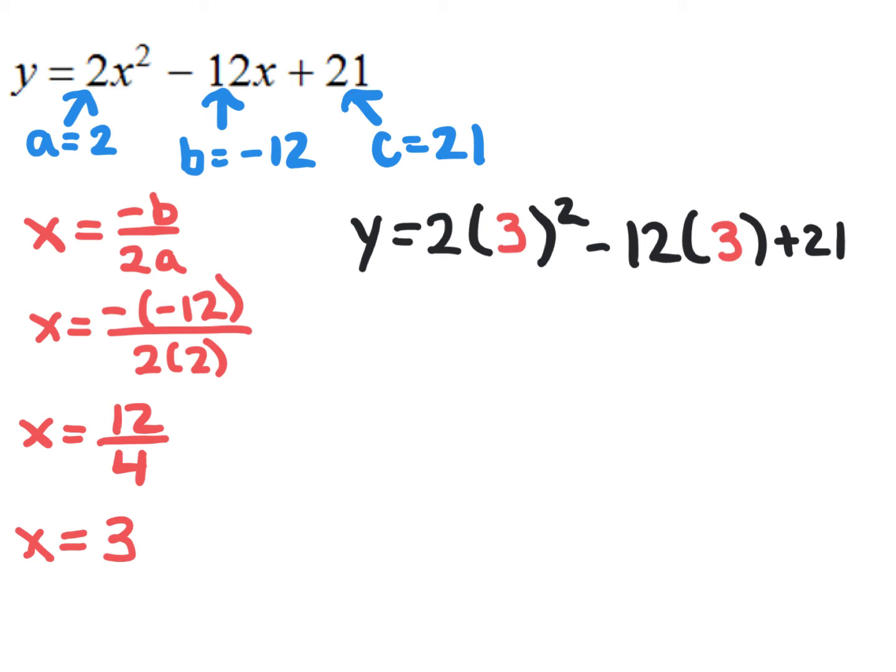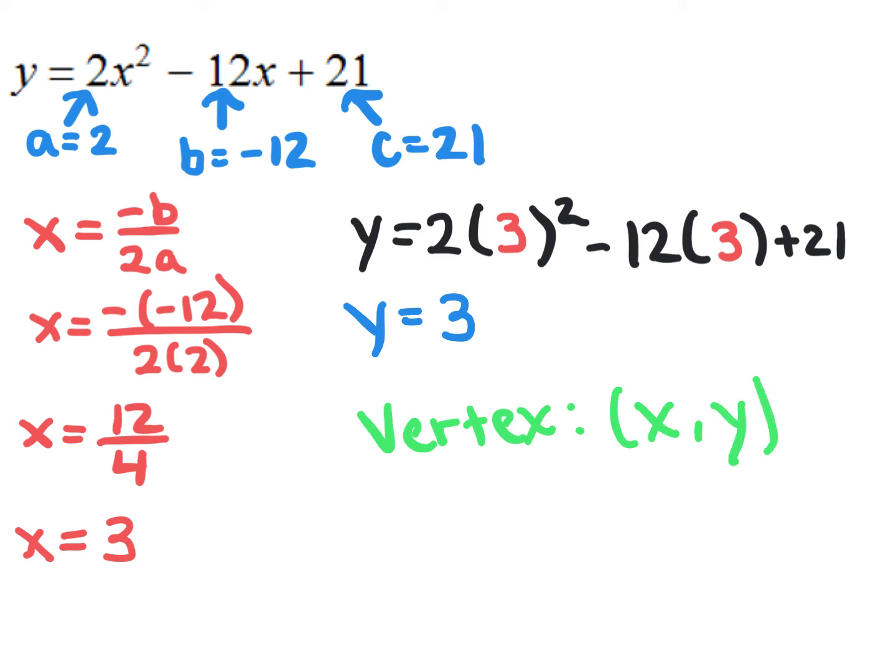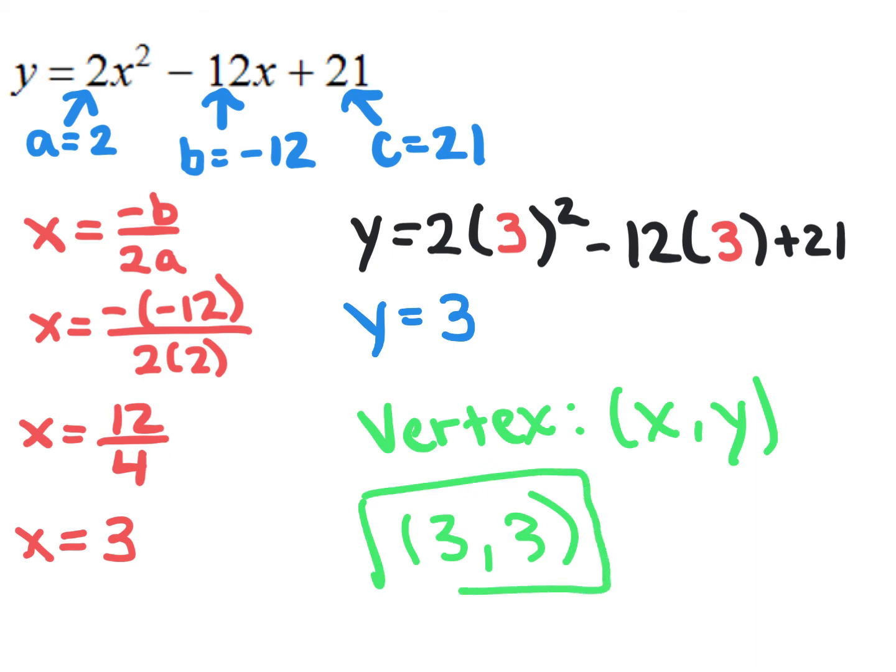Now if we plug this entire expression into the calculator, you'll get that y equals 3. Now the vertex is always x comma y. So our ordered pair would be 3 comma 3. And that's your final answer.